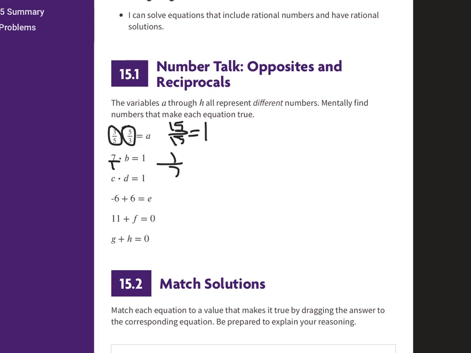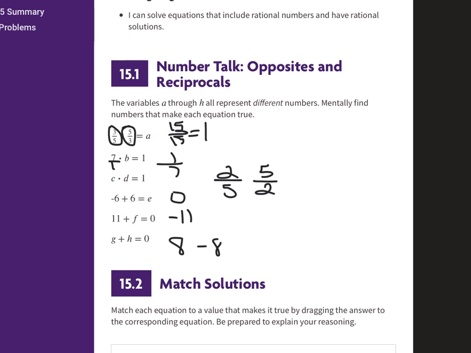C and D, I just have to pick two numbers that equal 1. So just pick a number. So 2/5, and its reciprocal or its inverse is 5/2. Okay? Now, next one, -6 plus 6 equals 0. Any number plus its opposite equals 0. So the opposite of 11 is -11. And then for the last two, I just have to pick two numbers. So if I pick 8, then the opposite is -8. Okay? So for C and D, any number would work as long as they're inverses or reciprocals. And G and H, any number would work as long as they are opposites.